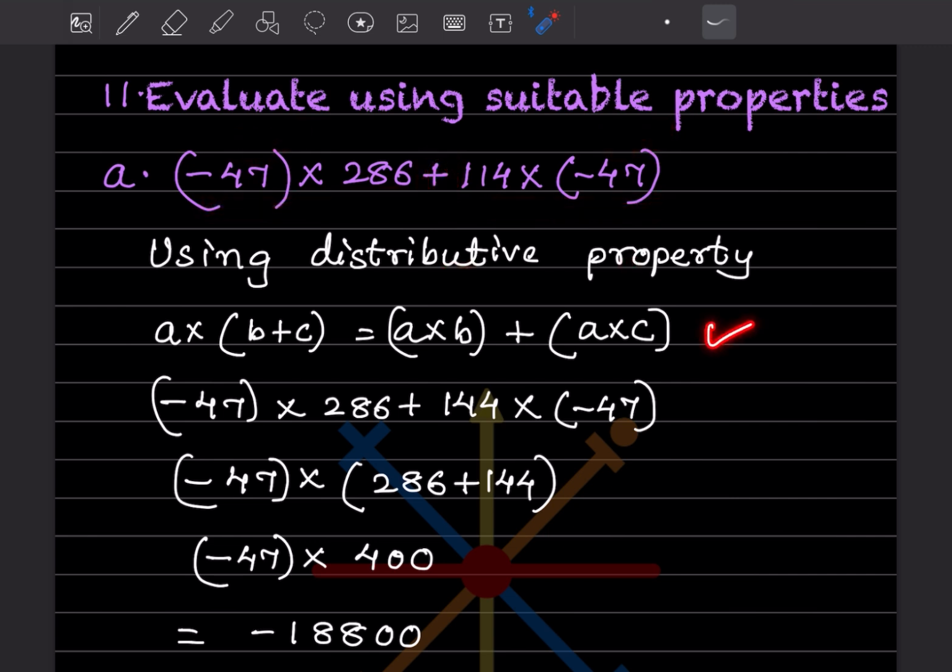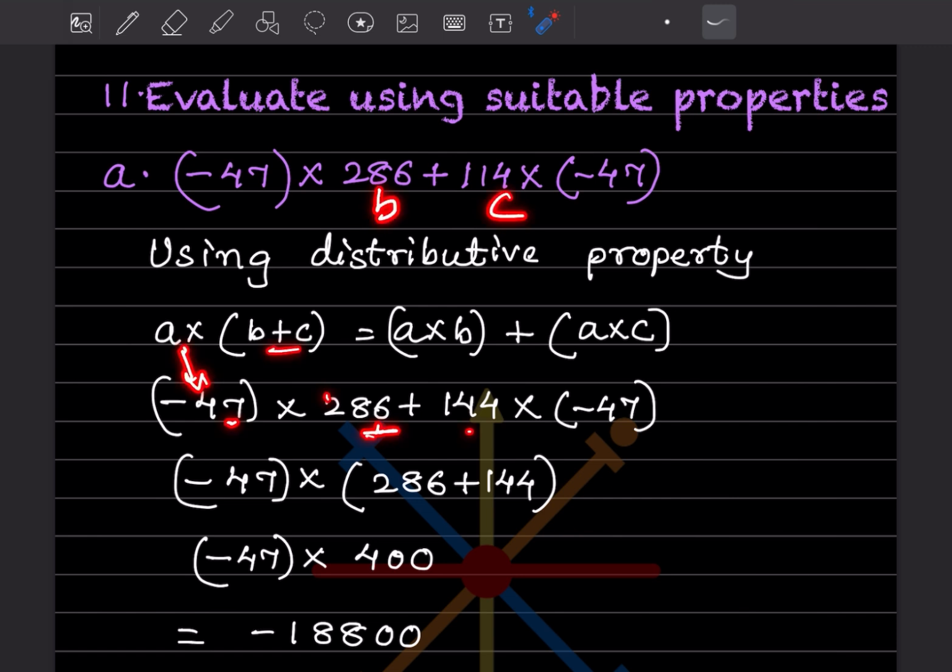So what is the distributive property? A into B plus C will be A into B plus A into C. Because now, see here, this is A, this is B. Again, this 47 is the case, and this is different, so this will be C. So either you write C into A or A into C, both are the same. So they have just twisted it here. So there's no issue here. So A, we can consider this as minus 47 into B plus C. This is B and this is C.